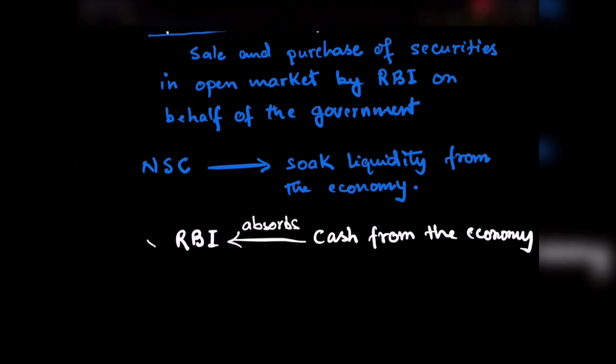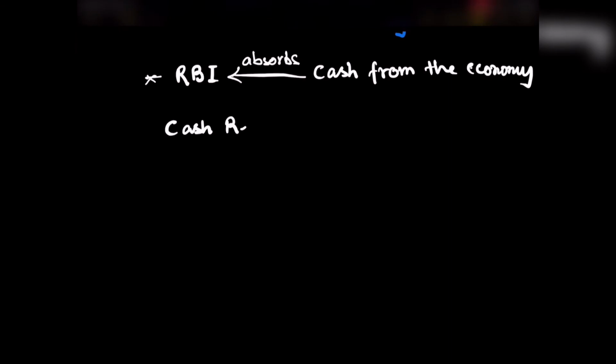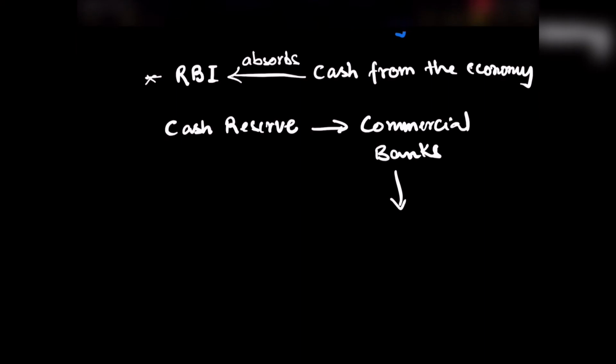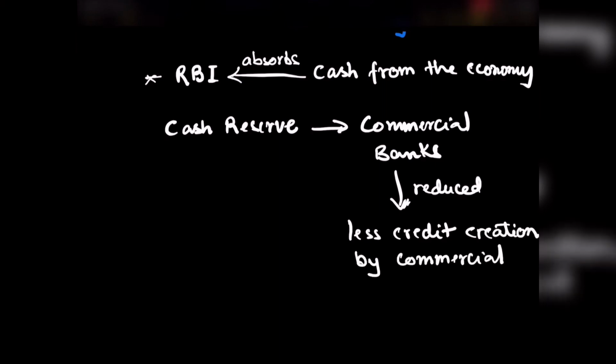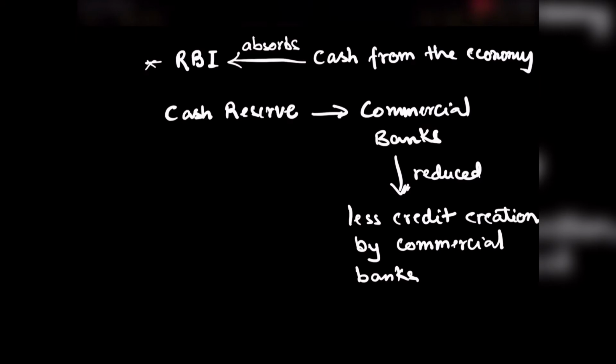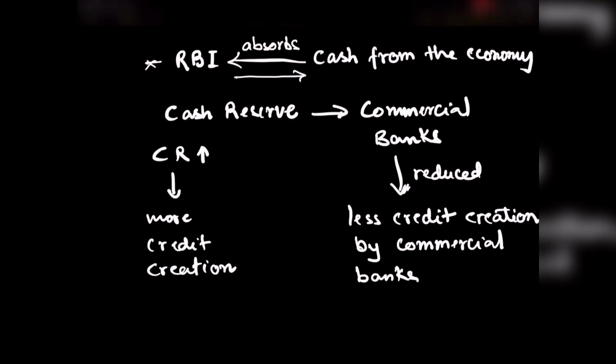Now, by using this tool, when RBI absorbs cash from the economy, then the cash reserve which is available with the commercial banks is reduced, which means less credit creation by commercial banks. And on the other hand, if RBI releases the cash back into the economy, then the cash reserve will increase with the commercial bank, which will lead to more credit creation by the commercial banks.